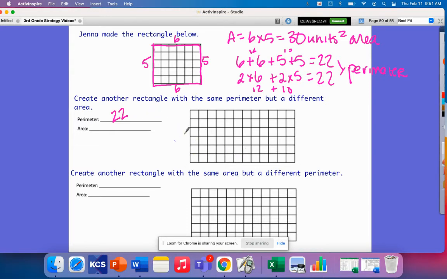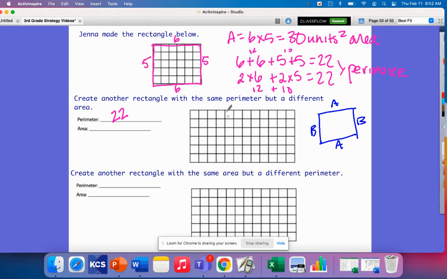So when I think about this off to the side, I know that these two measurements are going to have to be the same. This side, A and A, these two have to be the same. B and B, they have to be the same. These two the same, and then these two have to be the same. And I need to add them up to 22.